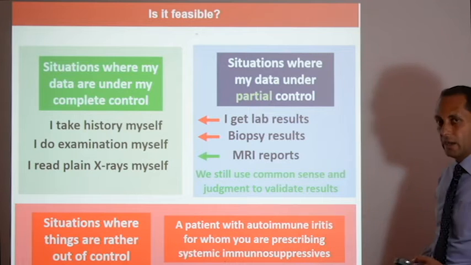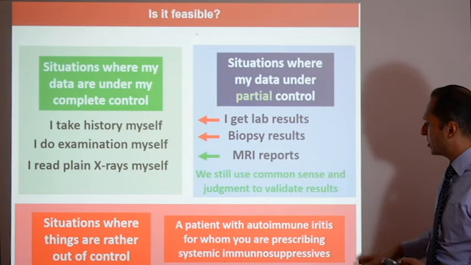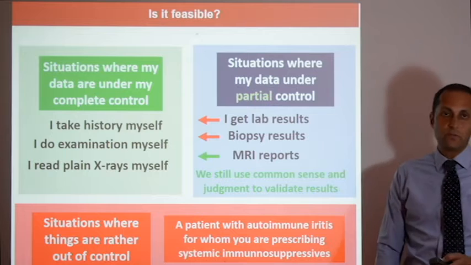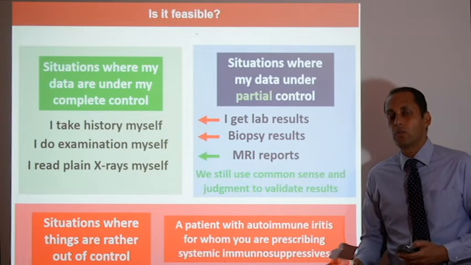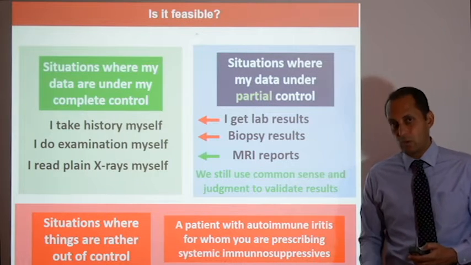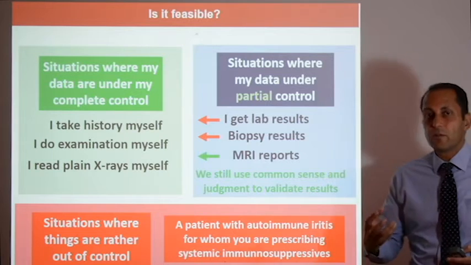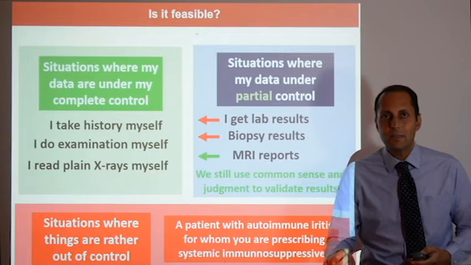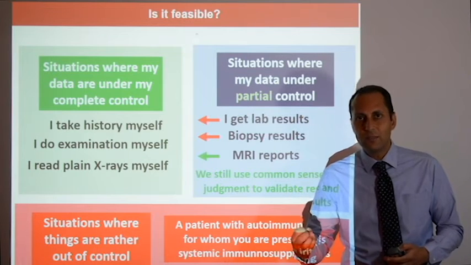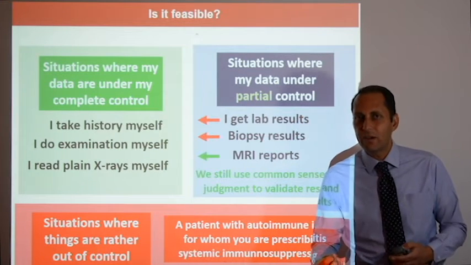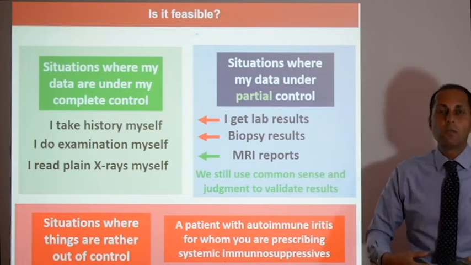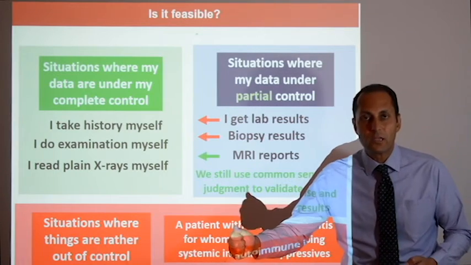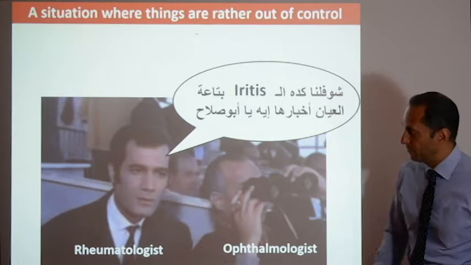A patient with autoimmune iritis for whom you are prescribing systemic immunosuppressants. Now this is a very awkward situation for the rheumatologist because the ophthalmologist is the one who is seeing the patient, who is deciding that this is a very active iritis or an inactive iritis, and on that basis you will be the one to take the decision. You will prescribe the biologic or the immunosuppressant.